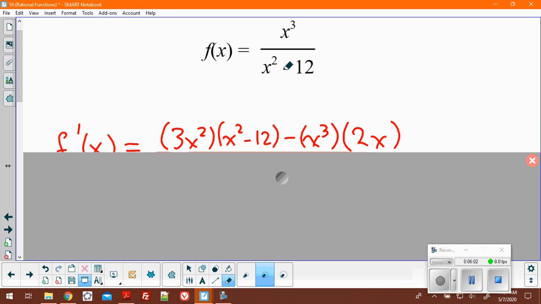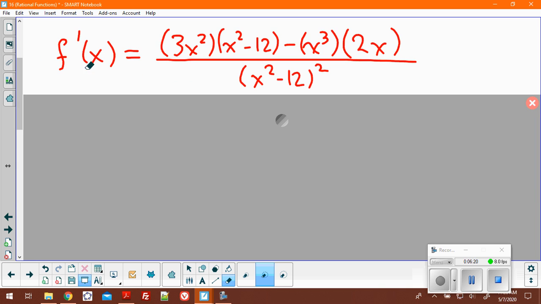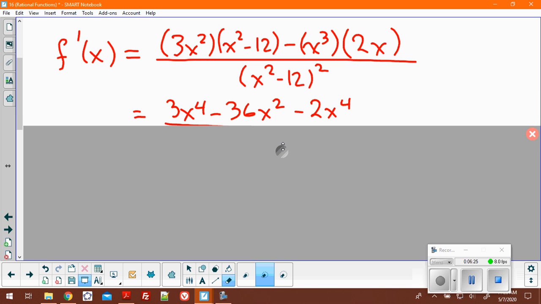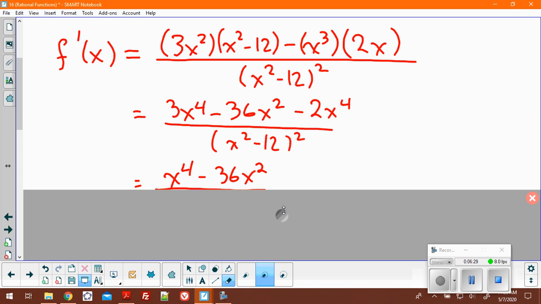Okay, so, derivative of the top, which is 3x squared, times the bottom, x squared minus 12. Subtract the top, x cubed, times the derivative of the bottom, which is 2x, and that's all over the denominator squared. Okay, now it's just a matter of tidying this up. So we expand out our numerator, and tidy that up a bit.